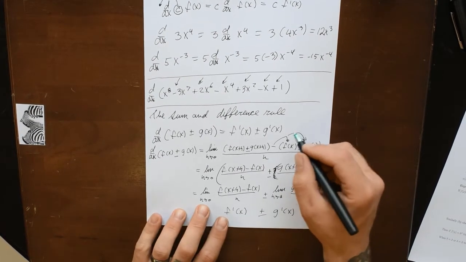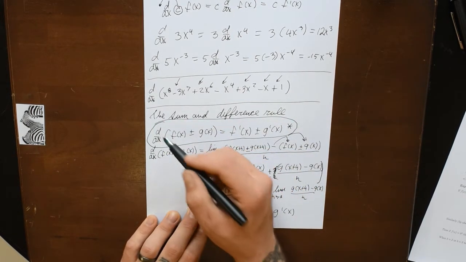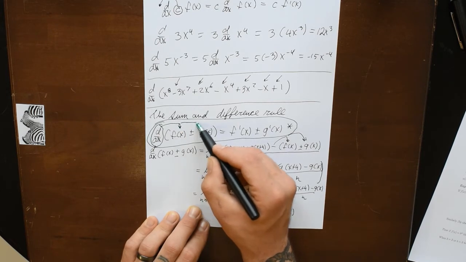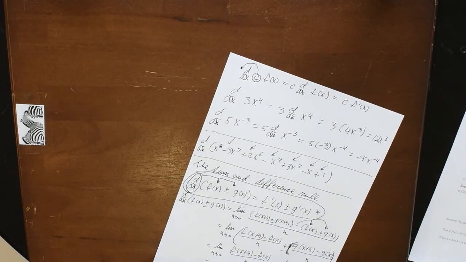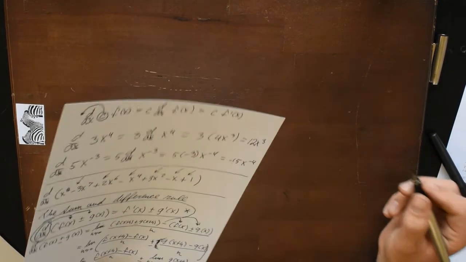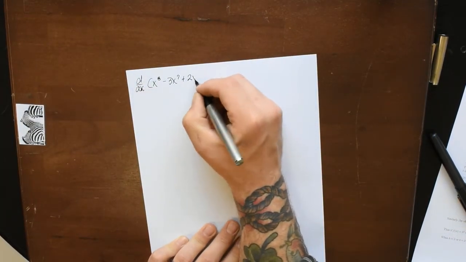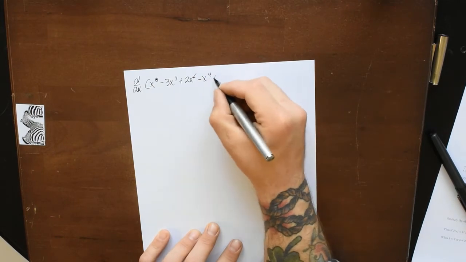So really, this is what we're going to use. And the way I will say it is that, remember, derivatives distribute across addition and subtraction. And that gets us over here. So now, jumping back to the example I was excited about, let me copy it correctly on the back. So we wanted a derivative with regards to x of x to the 8 minus 3x to the 7th plus 2x to the 6th minus x to the 4th plus 3x squared minus x plus 1.